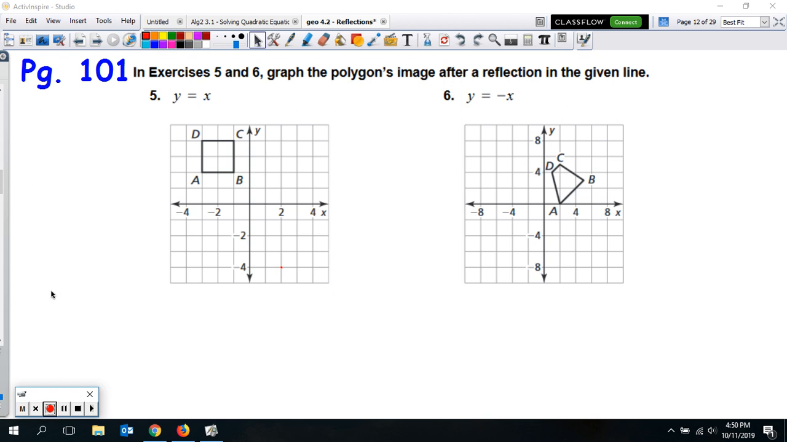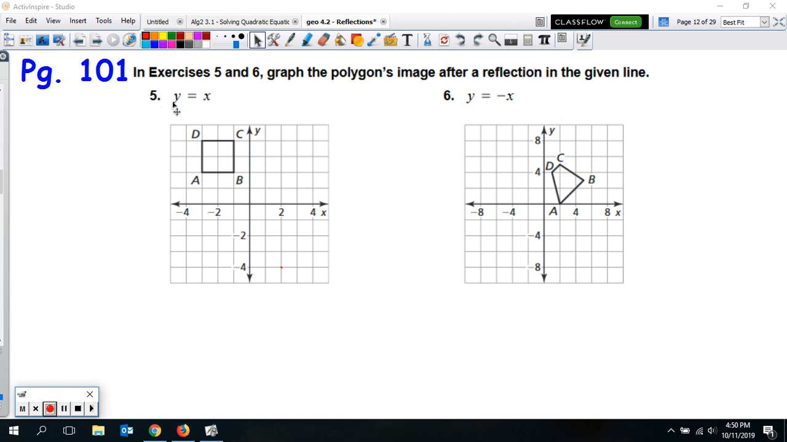All right, so page 101 at the top, we got 2 more here. Same idea. We're going to see the actual pre-image on our graph paper here, on the little graph, and we're going to then reflect that over the line of reflection that it gives us here. And here's the ones where we're going to refer to that core concept back on page 100, when it says the lines y equals x and the lines y equals -x.